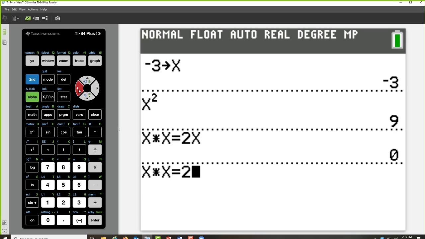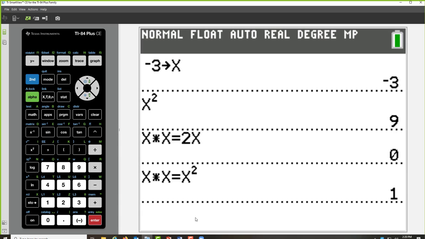I can now use my arrow to back arrow, change 2x to be x squared, and when I press enter, the output is now a 1, which means you earned a point. You got a credit. You got it right. Computers speak in binary code. 1 for yes, 0 for no on the graphing calculator.